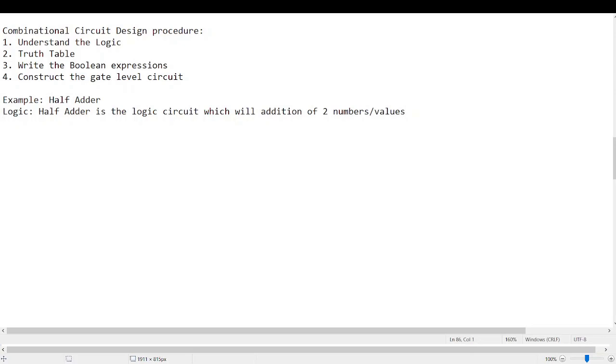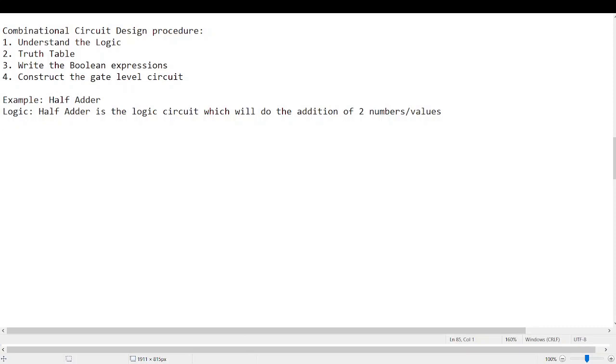Now we understood the logic, right? This is the first step, understanding the logic. Half adder is the logic circuit which will do the addition of two numbers. So this is the logic of my half adder. Now how many inputs it is going to have, how many outputs it is going to have, everything we have to understand, right? So here let us see the block diagram.